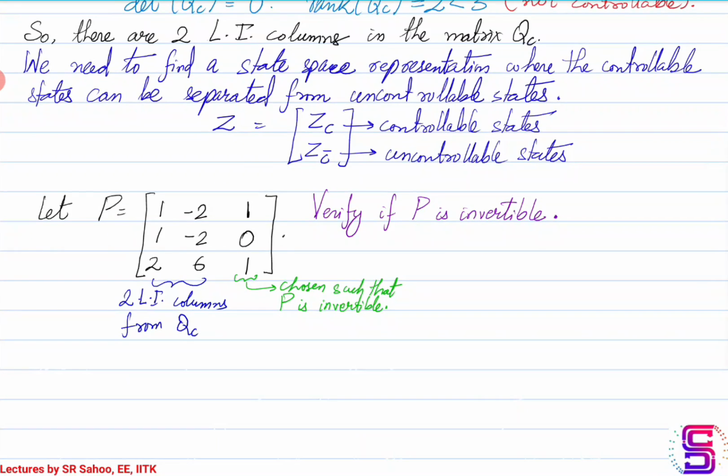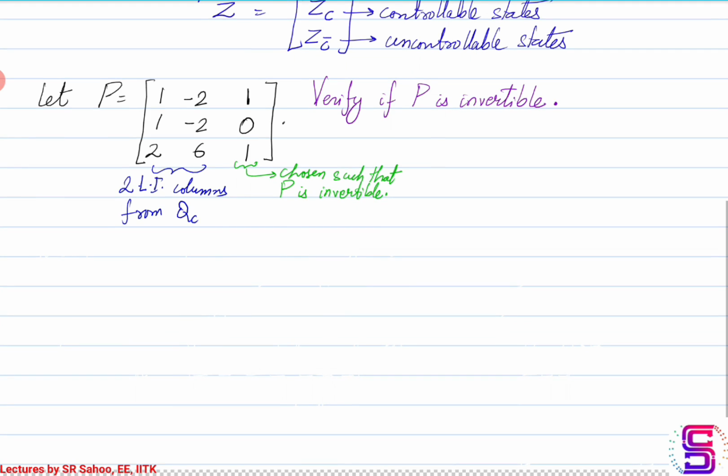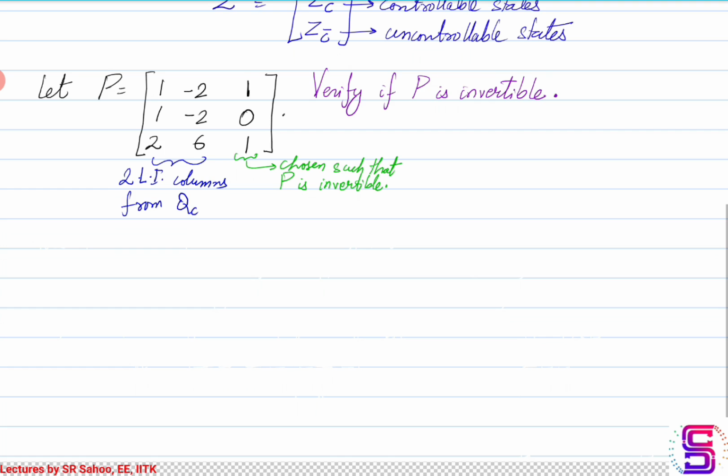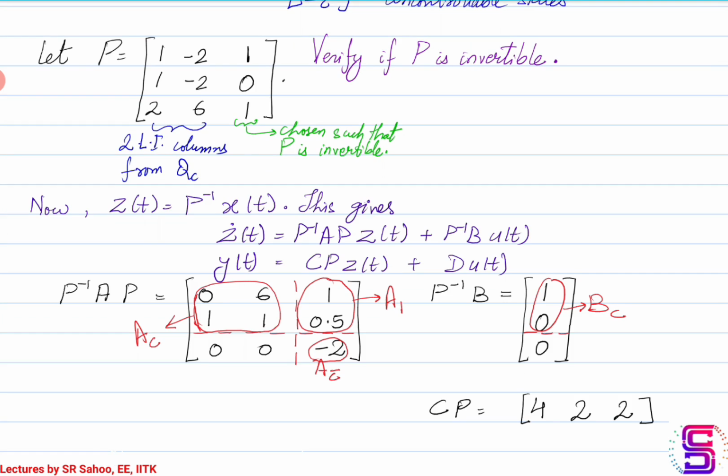Now coming to the third column, we need to choose it such that it is linearly independent from the first two columns, and it should be ensured that P is invertible. I have chosen my third column to be 1, 0, 1 in this case. I suggest that you please verify once whether this P is invertible or not. So now we have this invertible P.